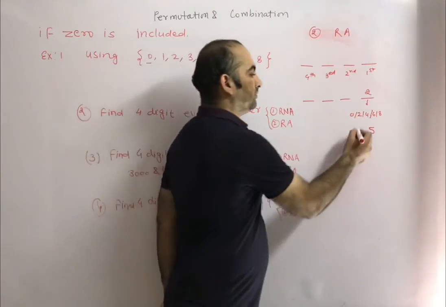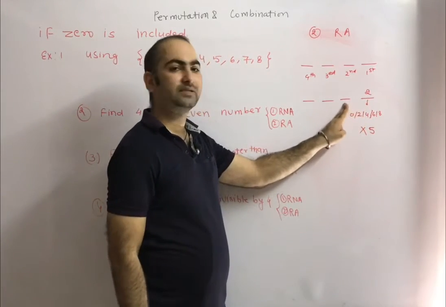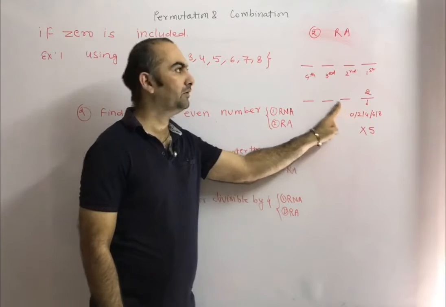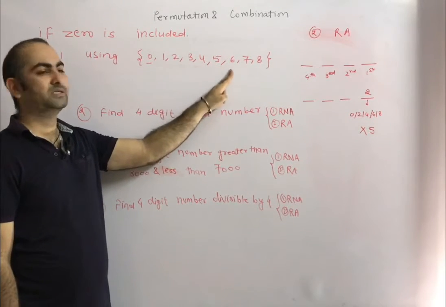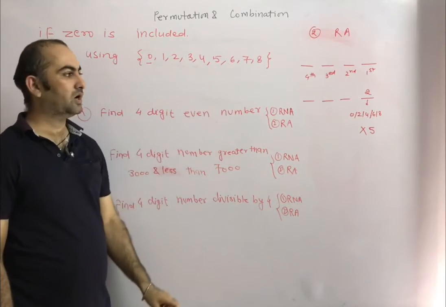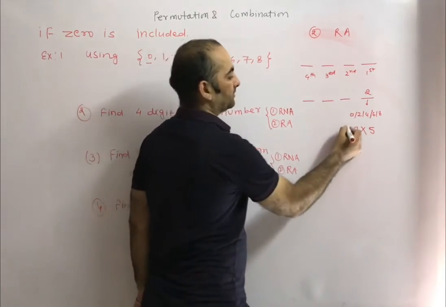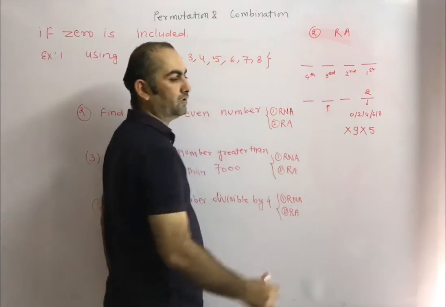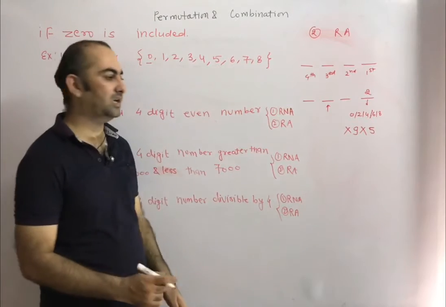Okay, we have to fill other places also. That means you have to use multiplication. Okay, so 2 can repeat again. So for filling second place, how many choices do we have? Okay, we can put 0 also, 1 also, 2 also, 3 also, 4 also, 5 also, 6 also, 7 also, 8 also. So how many choices? 9 choices. Okay, again multiplication. We have to fill third place also. For third place also, how many choices do we have? 9 choices, because repetition is allowed.